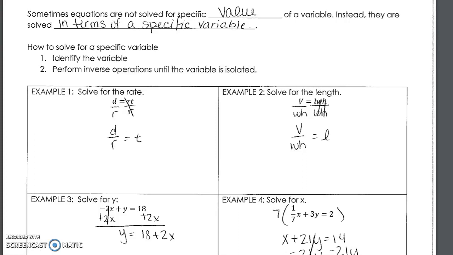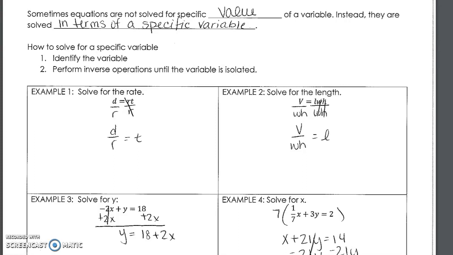Now here's the question. Can you add that 18 and that 2x? And I hope you're saying no, but do you know why not? Because they are not like terms. 18 and 2x aren't like terms, so you can't actually add them together. So your answer is simply y equals 18 plus 2x.